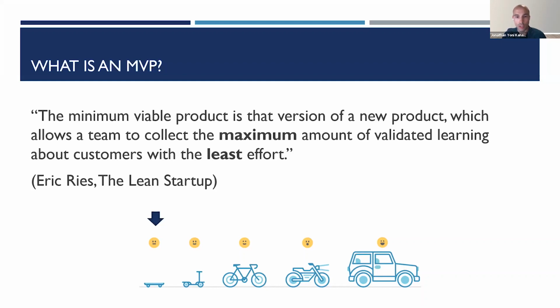Most people refer to the definition of the MVP set by Eric Ries that wrote The Lean Startup. It's an amazing book. Go and read it if you haven't. And his definition is as so. The MVP, the minimal viable product, is that version of a new product which allows a team to collect the maximum amount of validated learning about customers with the least effort. Again, collect the maximum amount of learning about customers with the least effort. In this case, as you can see below, the skateboard is the MVP. It's minimal, you can test it on people, and it's really easy to make.